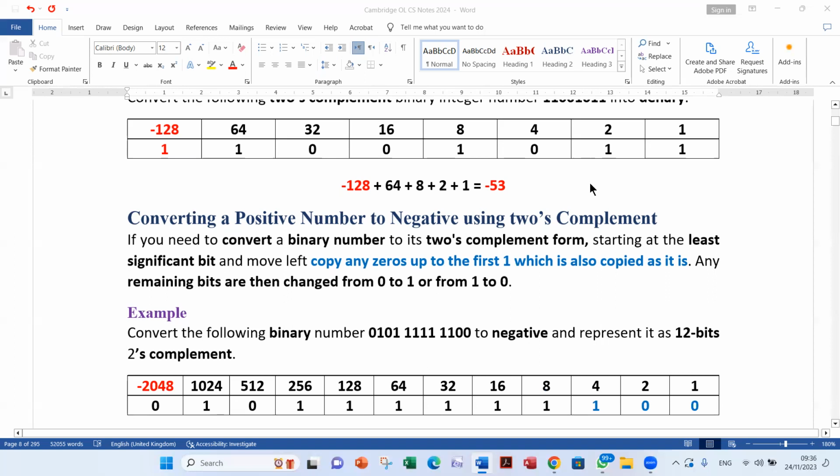Okay, let us have this value: 0, 1, 0, 1, 1, 1, 1, 1, 1, 0, 0. This is a 12 bit number, and it is in the 2's complement form. I would like to convert it to negative. Let us start applying this rule.